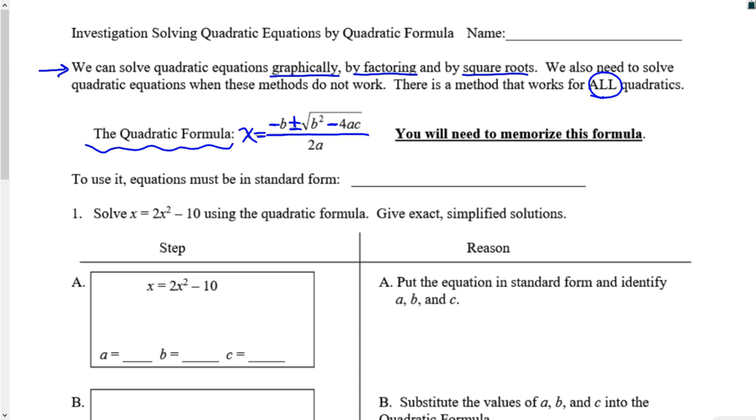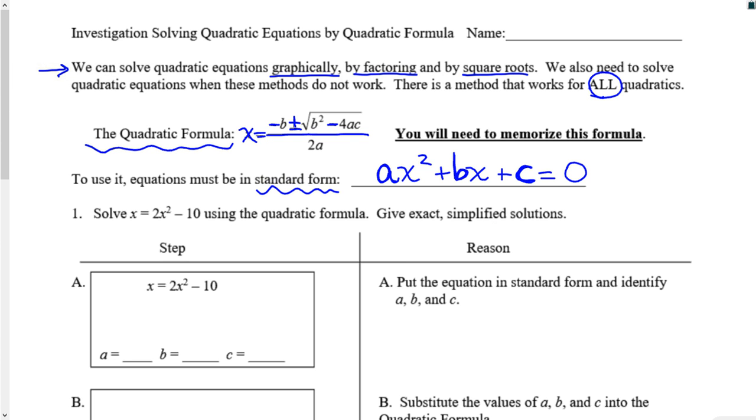To use the quadratic formula, we must have our equations in standard form. Standard form for a quadratic is ax squared plus bx plus c is equal to 0. So a is the coefficient of x squared, b is the coefficient of x, and c is the term that does not have an x with it.